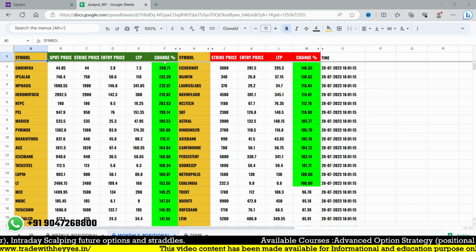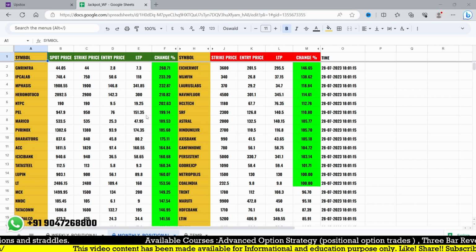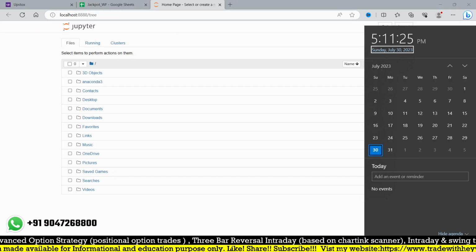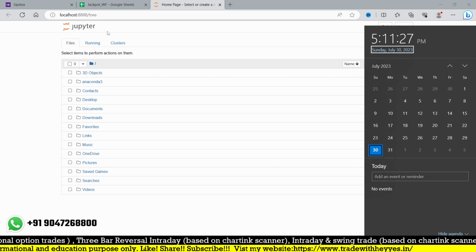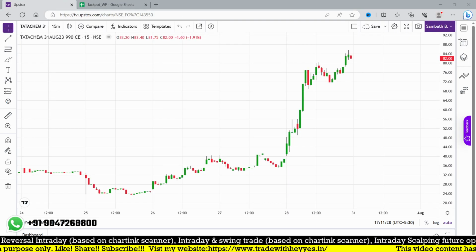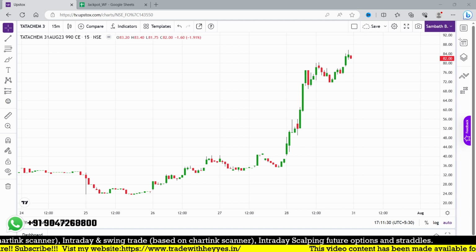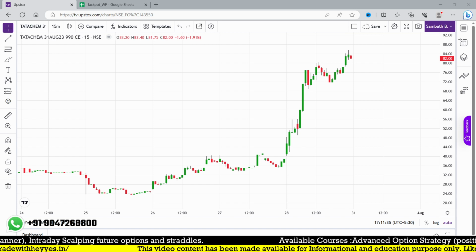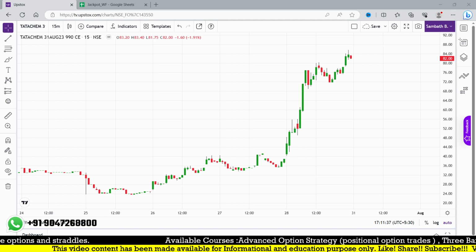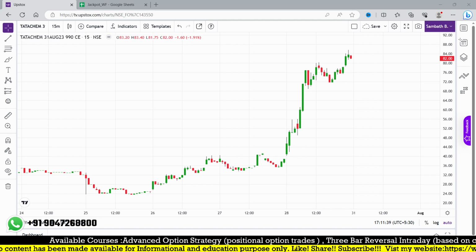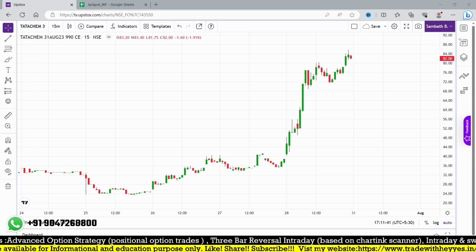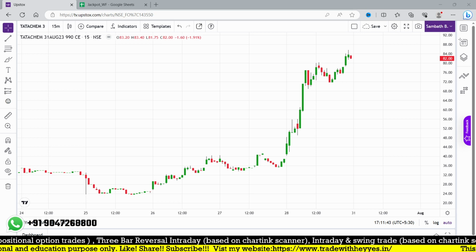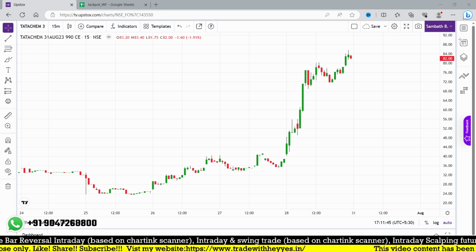This is for the next week update, from 31st July to 4th of August. That is the data we are going to focus on, and we are going to update it weekly with a fresh contract. If you want to focus on a fresh trade opportunity based on our advanced option strategy concept, you can focus on these top stocks only.